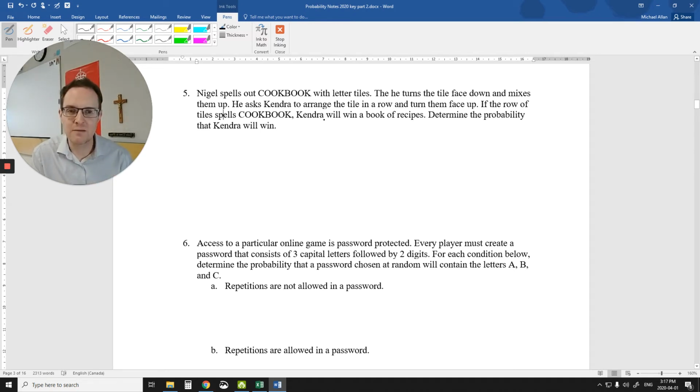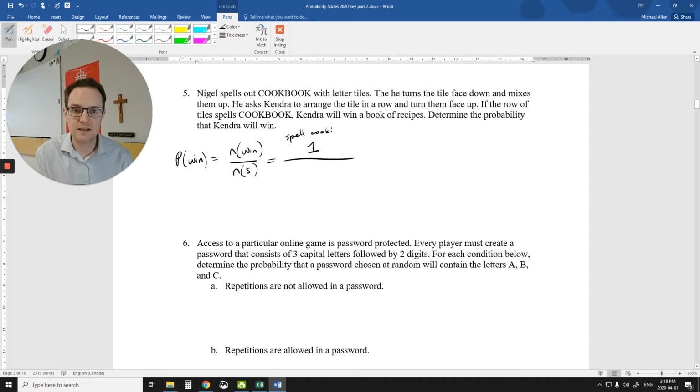What's the probability that this will actually happen? So what's the probability that Kendra will win? Right? So what are the number of times that you'll have a winning combination here? And how many ways can I rearrange all the letters in this little deck here? Okay. So there's only one way to win. You spell cookbook. That's it. It looks like the word cookbook, and that's the only way you can actually win this, right?